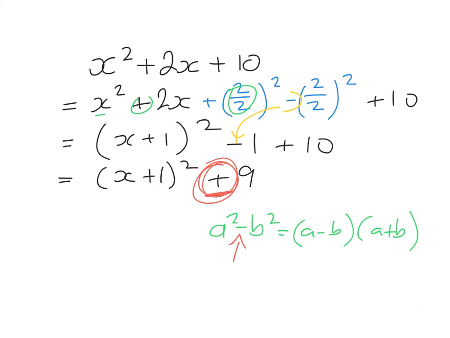Because of that plus, we can't go any further with this particular question, and we just leave that as our answer to writing it into completing the square, which is also called turning point form. But that'll come when we've got the graphs.